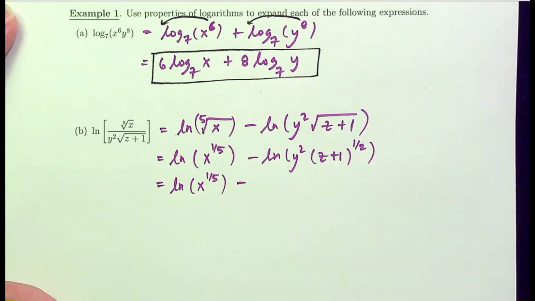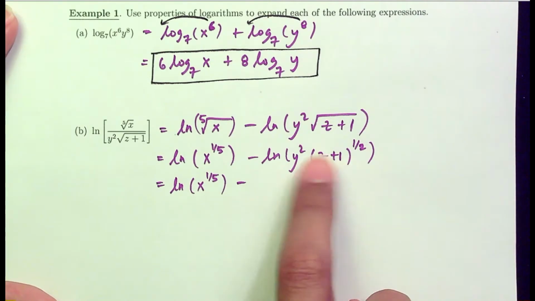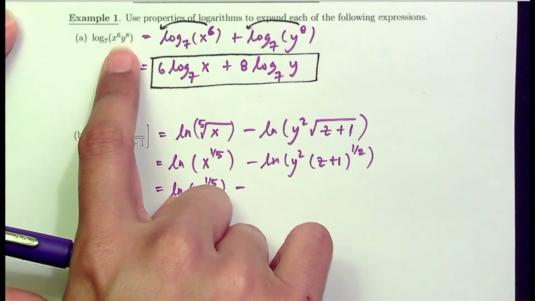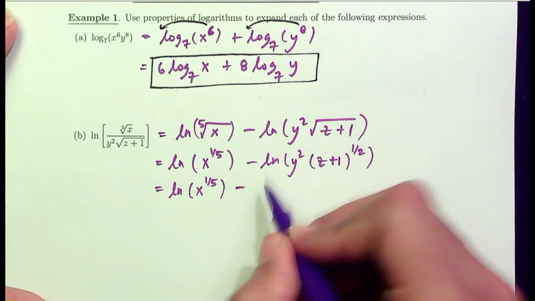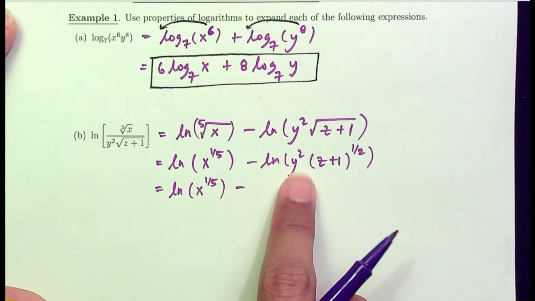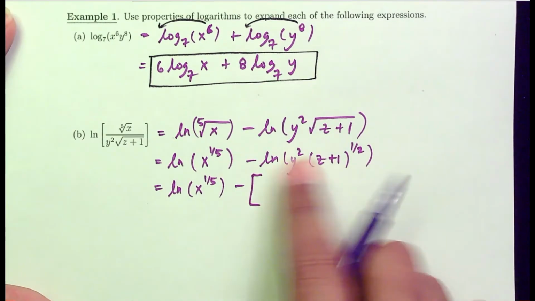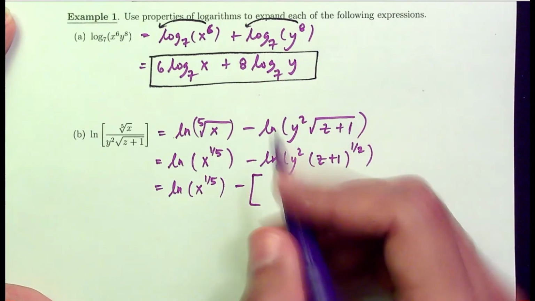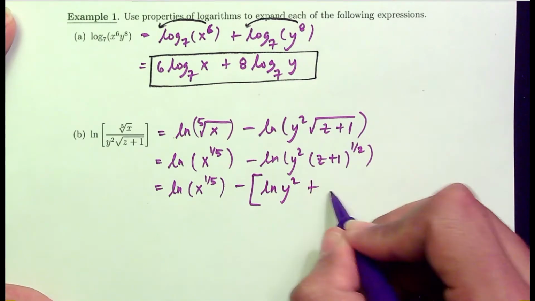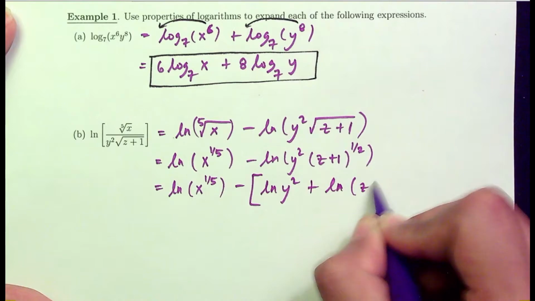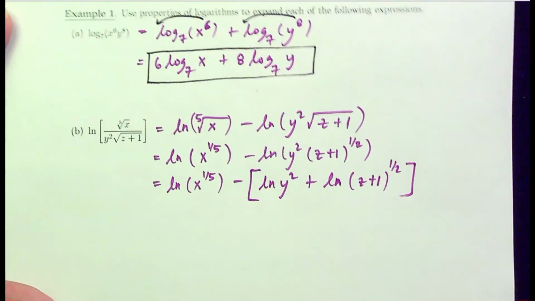But here, there is a product. You're multiplying y squared times this thing. So because there's a product, I can do what I did here, which means I can expand this product into a sum of logarithms. And remember, that minus is going to affect what I do here, so it would be best if I just put a bracket there to remind me whatever I do here, that minus is supposed to affect everything. So this is going to be ln of y squared, and then there's a product, so it's a sum, ln of z plus 1 to the 1/2. Okay.